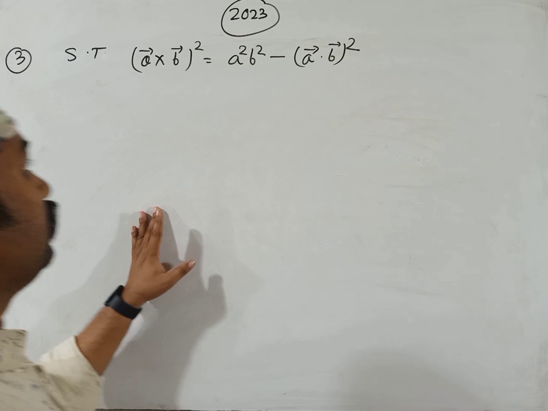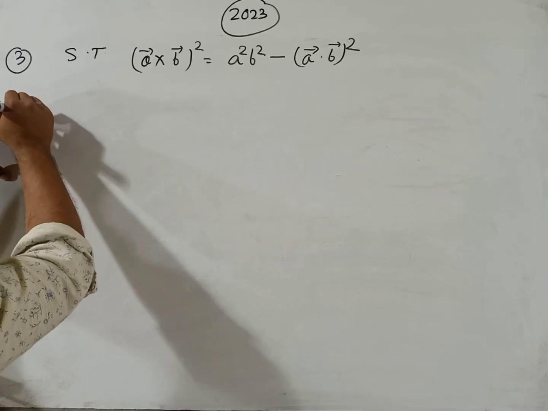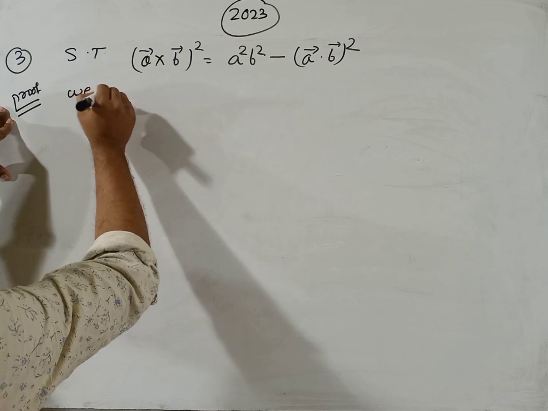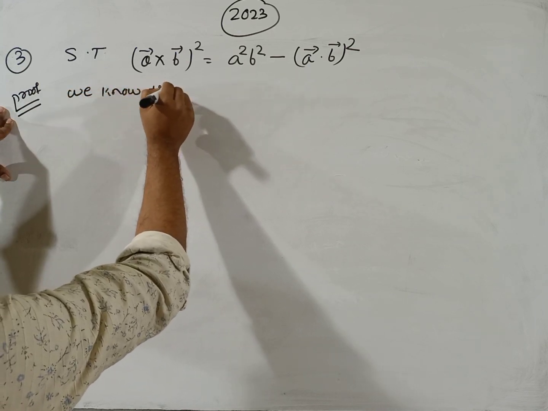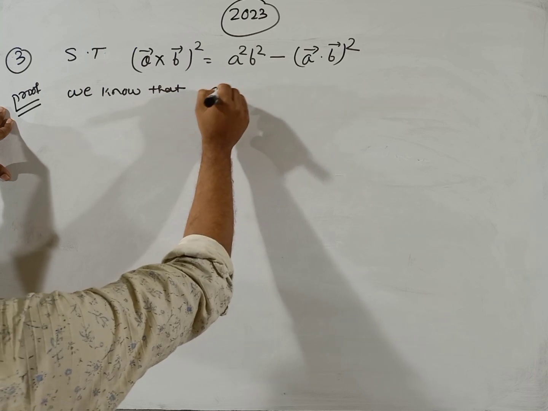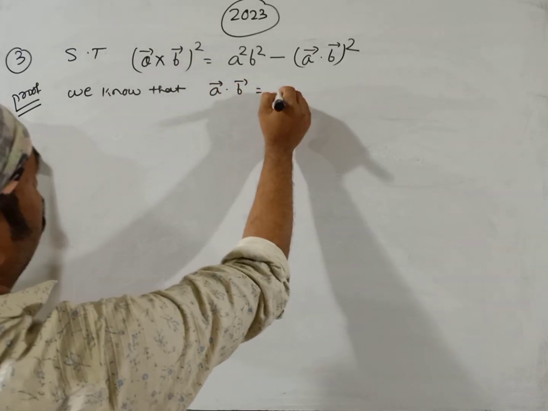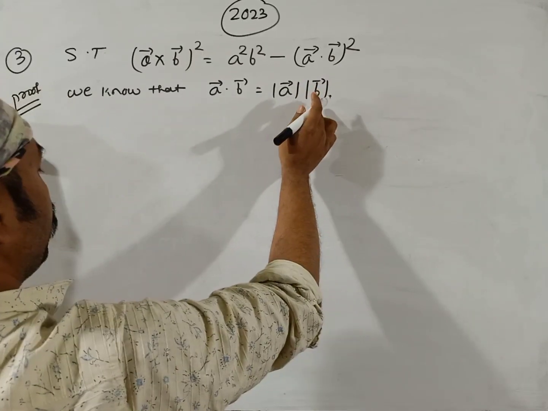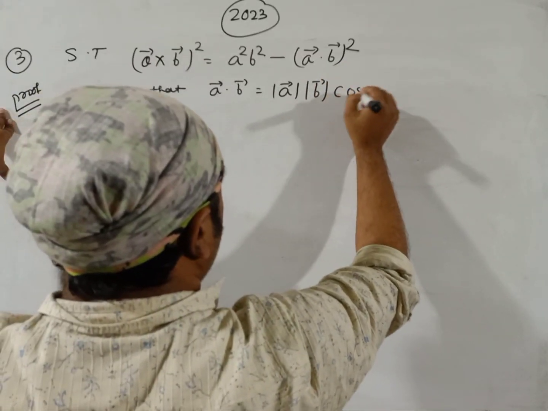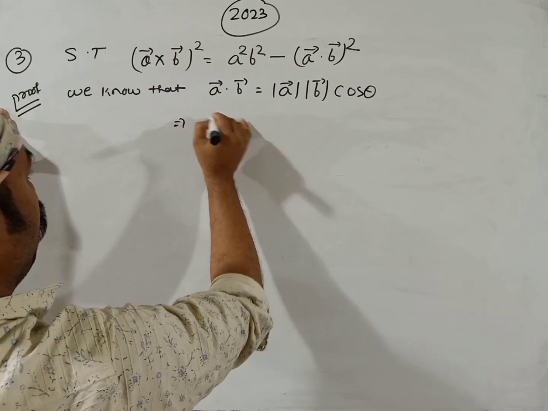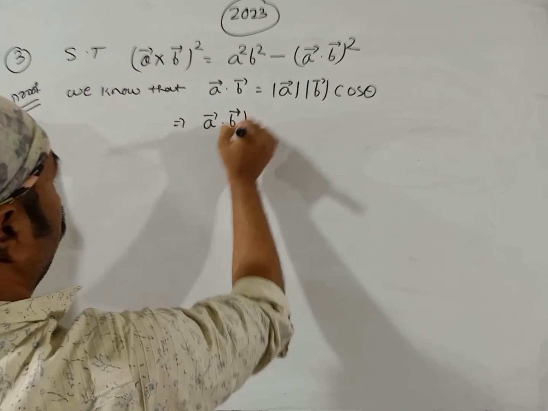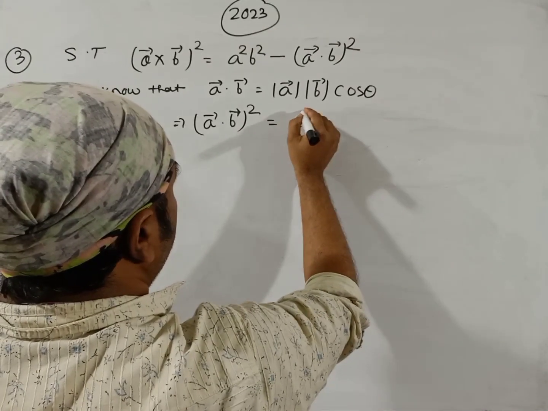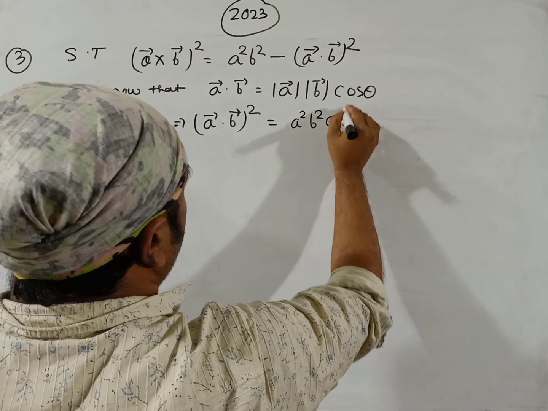Then here it is the third question of the year 2023. We know that a vector dot b vector is equal to magnitude of a vector multiplied with magnitude of b vector with cos theta. The whole square of dot product of a vector and b vector, it is a square b square cos square theta.